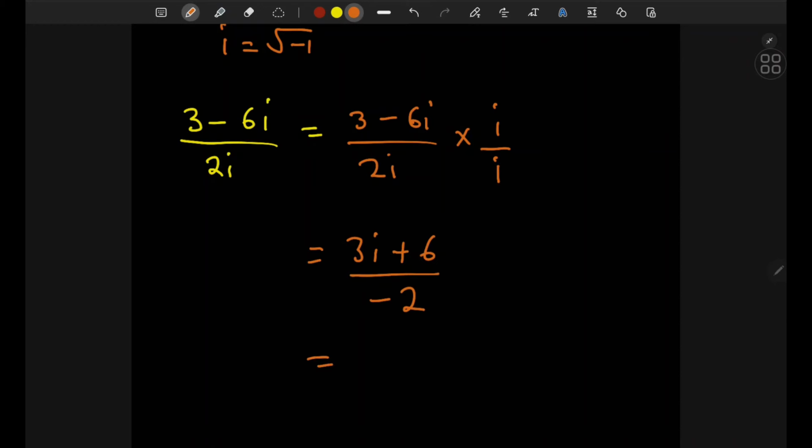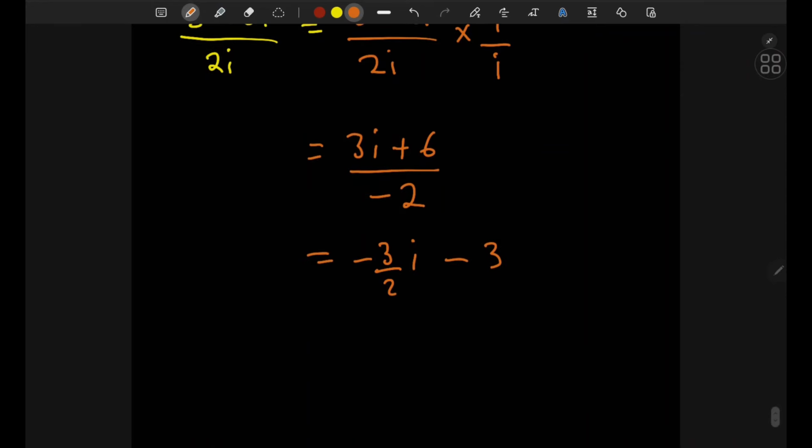So we can divide -2 throughout. We'll have -3 over 2i minus 3. Then writing it in standard form will be -3 minus 3 over 2i. And this is our solution in standard form.